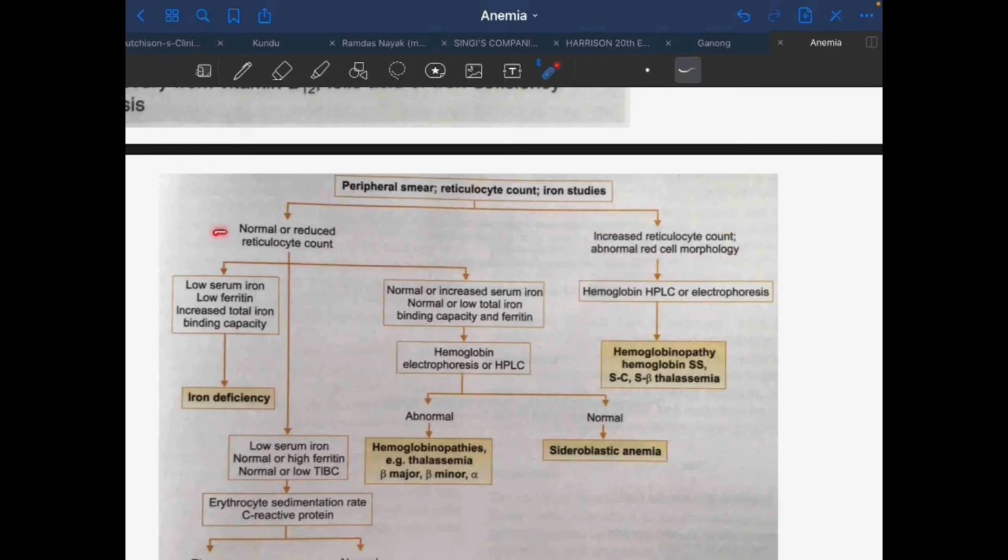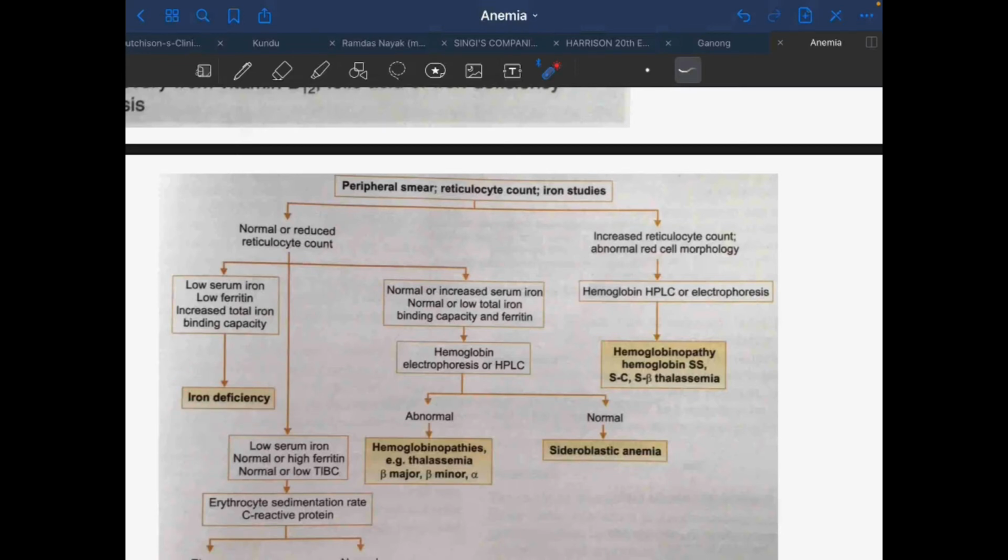If there is a normal or reduced reticulocyte count, then we have to check the serum iron levels, the different types of iron levels, that is serum iron, ferritin levels, and the total iron binding capacity. If serum iron and ferritin are low, and obviously the total iron binding capacity will be increased because iron is decreased, then we have to declare it as iron deficiency.